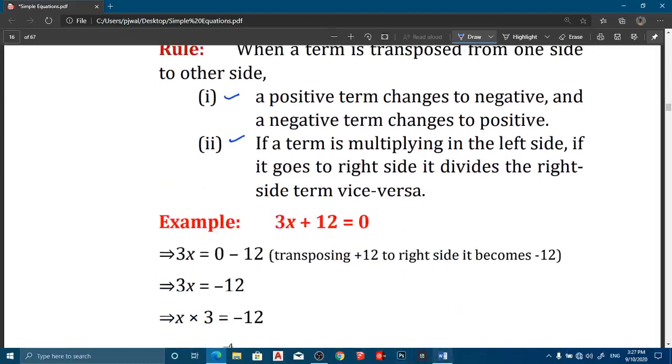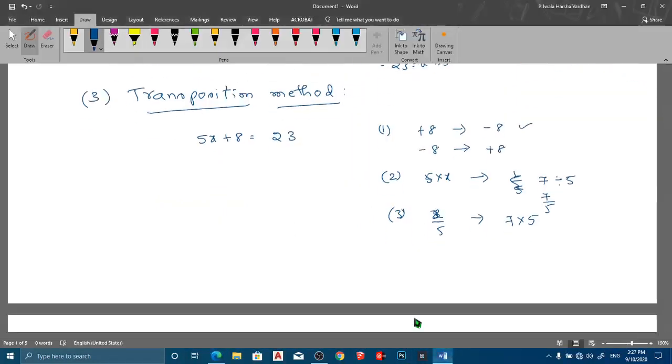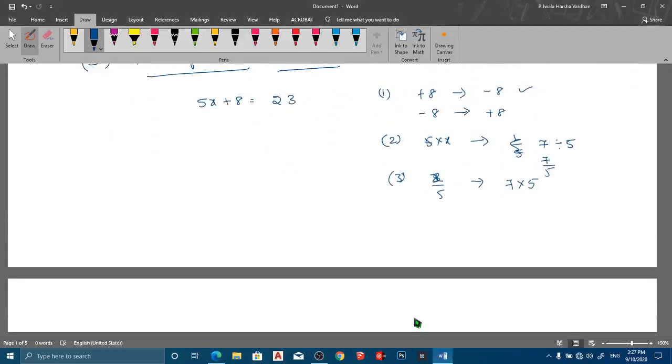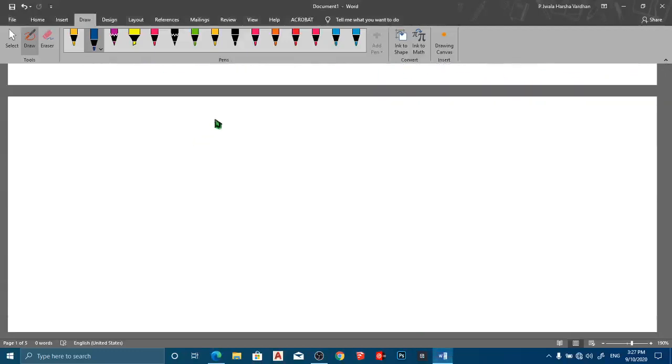So now I am going to explain a problem on this transposition method. I am taking 5x plus 8 is equal to 23 only, same problem. So now here also we want only this unknown value. This is an extra number. We have to shift this number to the right side. By using this method, you will get only simple steps. By shifting, this plus 8 will become minus 8. So now it will become 5x is equal to 15. This is step number 2.